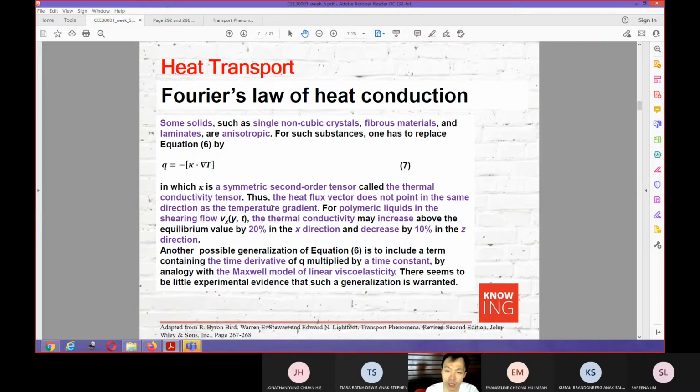It has been shown that, for example, for polymeric liquids in shearing flow, the thermal conductivity may increase above the equilibrium value by 20% in the x direction and decrease by 10% in the z direction.